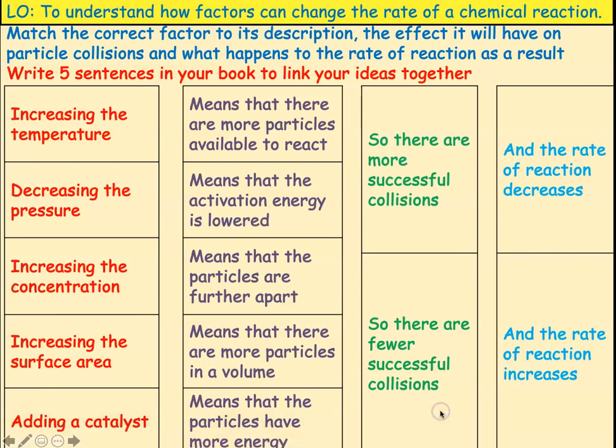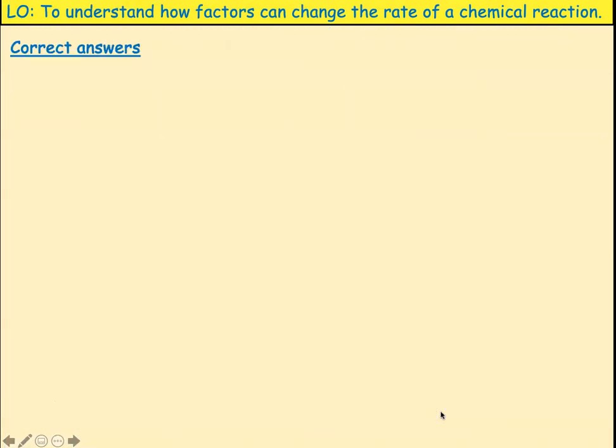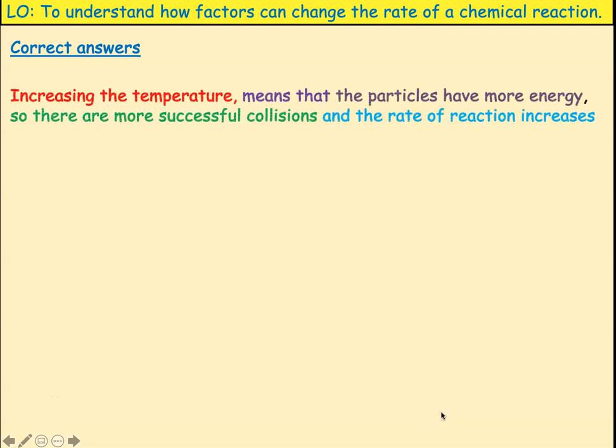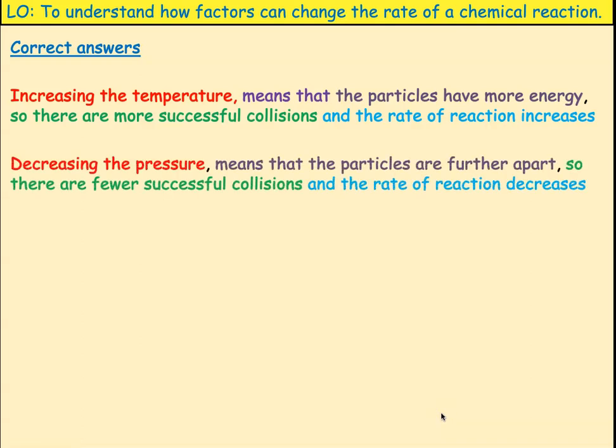Okay, right. So here's the correct answers. First one, increasing the temperature means the particles have more energy, so there are more successful collisions and the rate of reaction increases. Decreasing the pressure means that the particles are further apart, so that there are fewer successful collisions and the rate of reaction decreases.